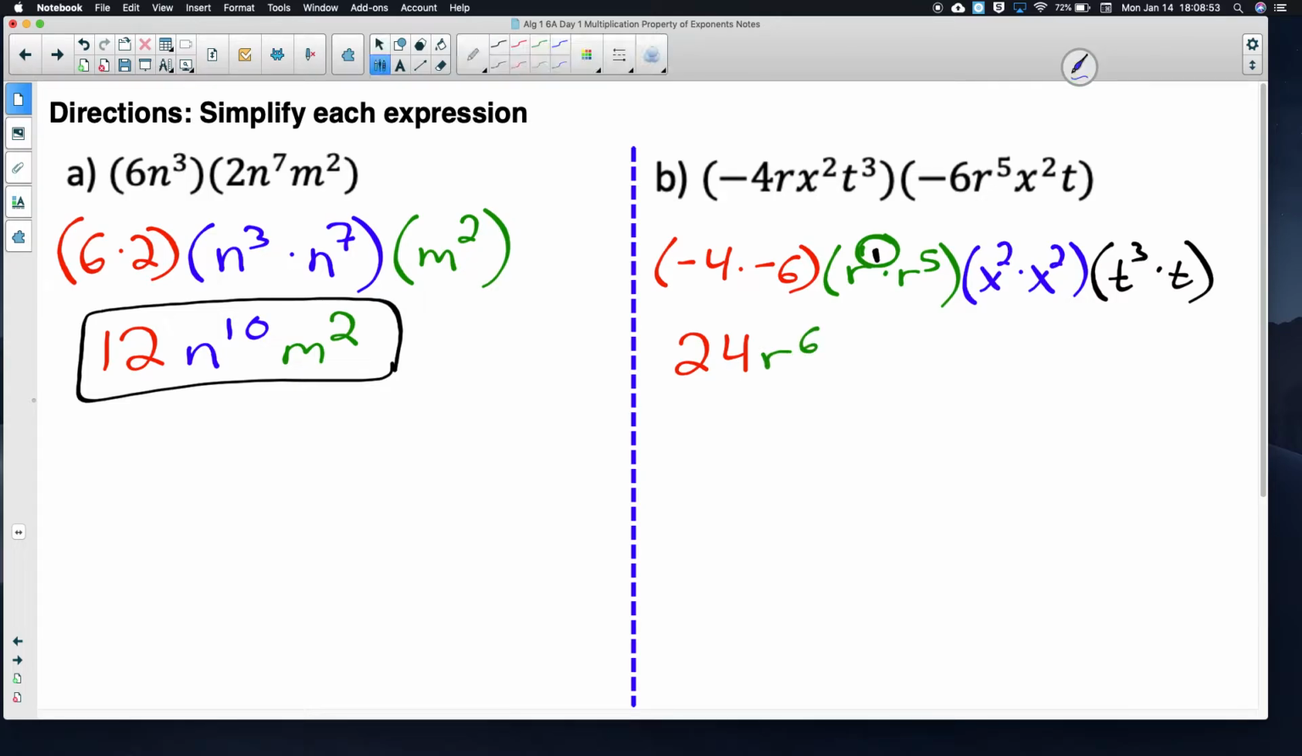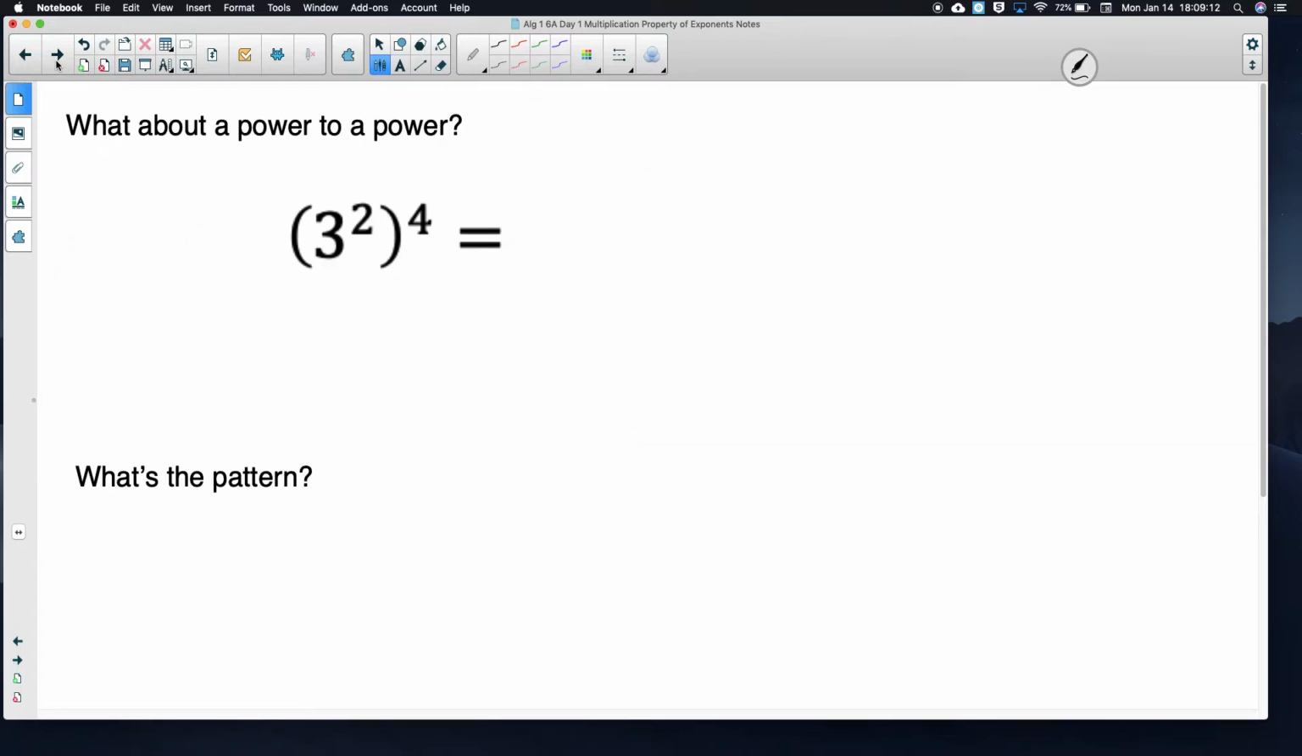X squared times x squared is going to be x to the 4th. And last but not least, t cubed times t is going to give me t to the 4th power. And that is my simplified expression. If you have any questions on these two examples, make sure you write them down so that you can let me know. Moving on to the final concept that we're going to be talking about, it plays very similarly into what we just discussed.